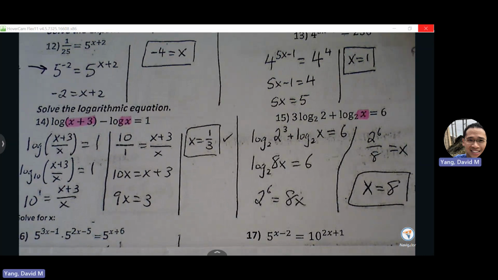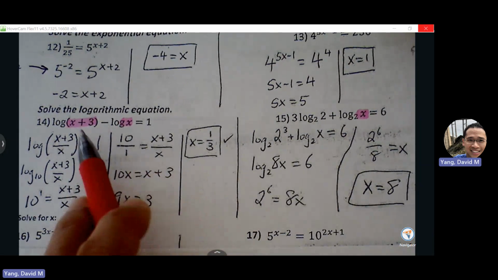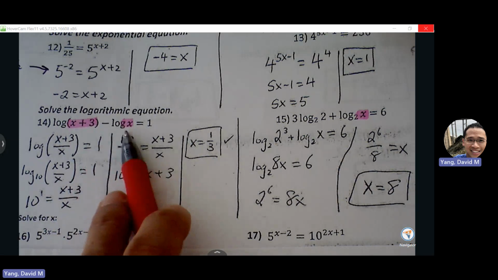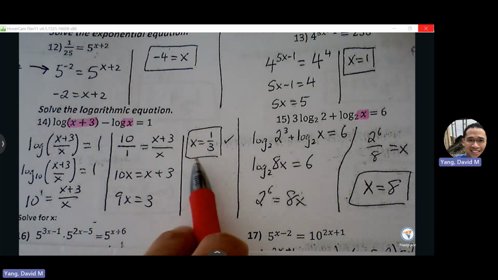Oh, and then we should be testing, right? So sorry, I forgot to mention 1/3 was our answer for 14, but we've got to double check. Is it going to cause any of these parentheses to produce a negative value? 1/3 plus 3 is positive. We're okay. 1/3 for x, that's okay as well. So it passes all the tests.